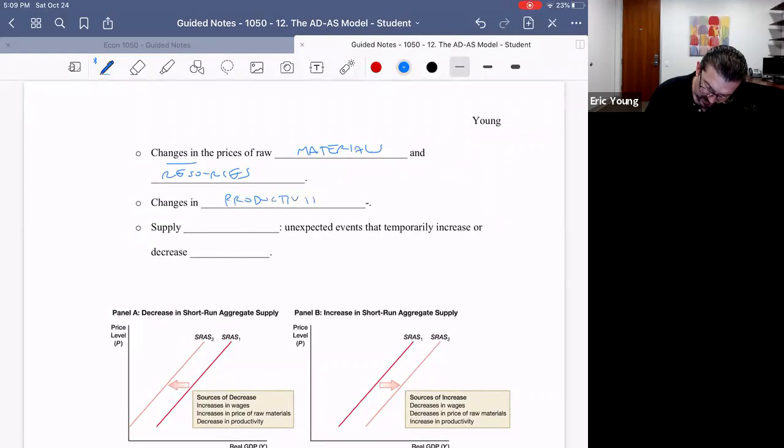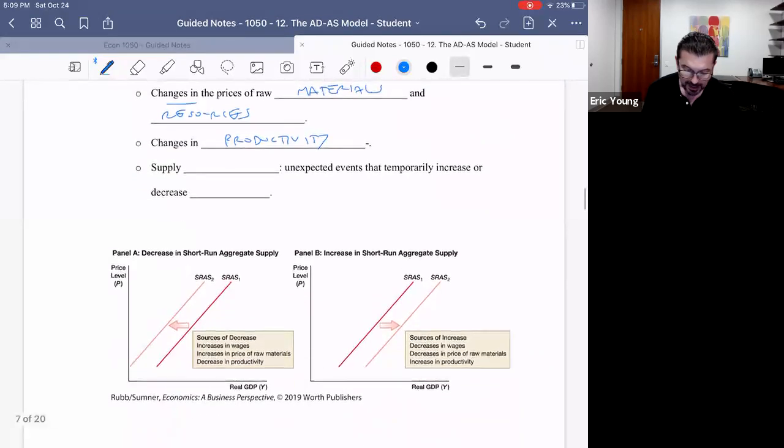This is the big one. Changes in productivity will affect SRAS. And critically, in general, the idea of supply shocks will affect SRAS. A supply shock is defined as any unexpected event that temporarily increases or decreases AS.